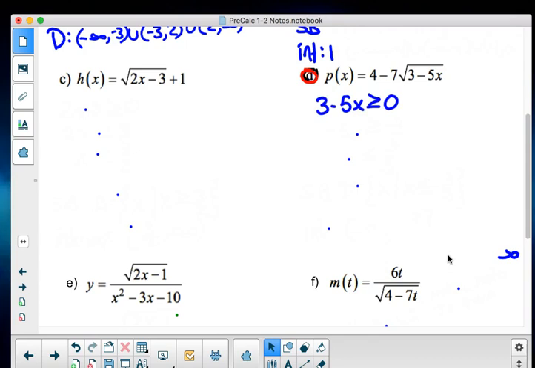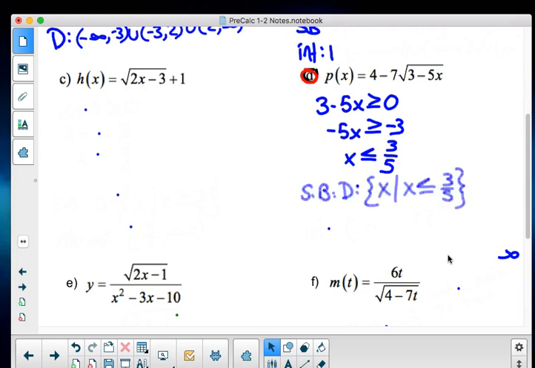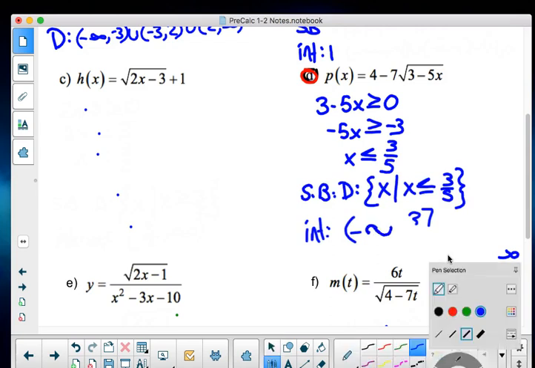So I go to solve, I divide by negative 5, and I find out that x is less than or equal to 3/5. So 3/5 is the largest value for x that can go in there. So from negative infinity to 3/5, and including it, will be okay. Set builder and my interval notation. Now it makes sense why I did what I did.